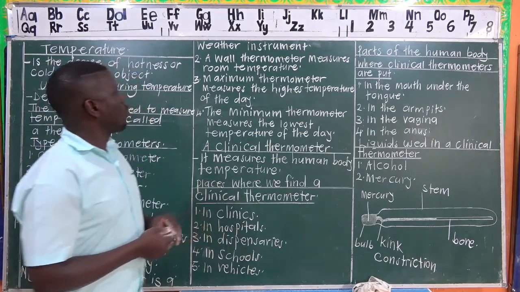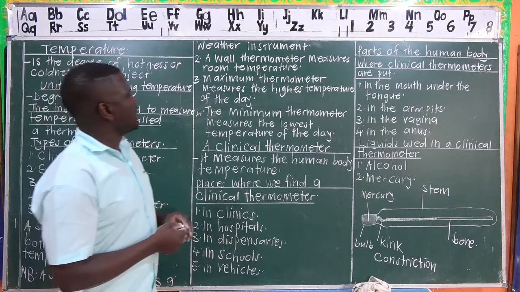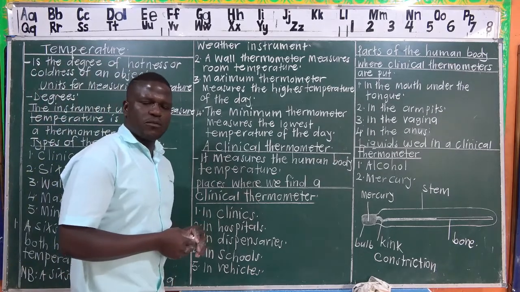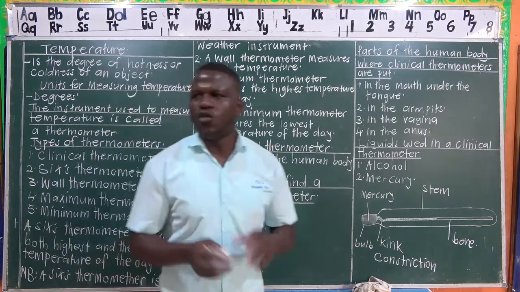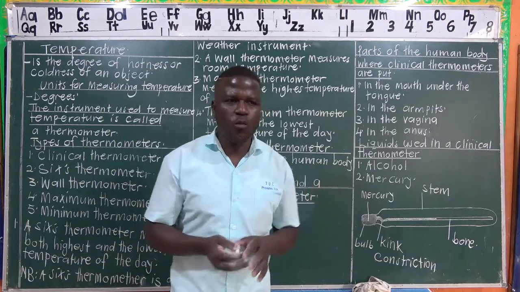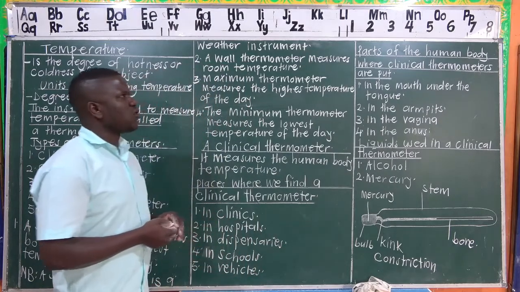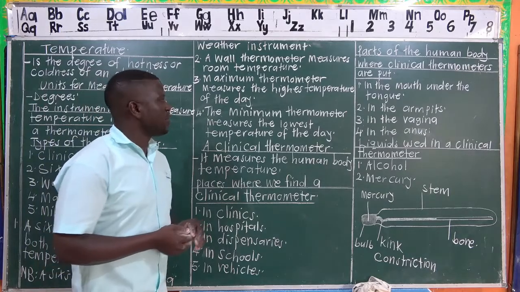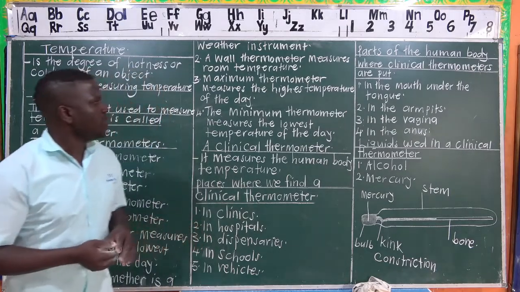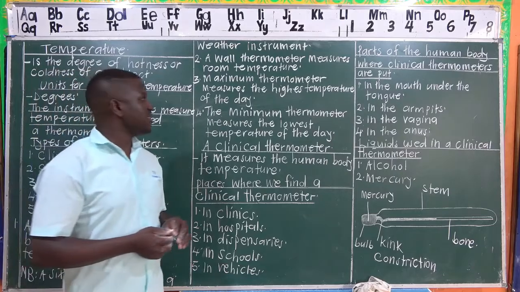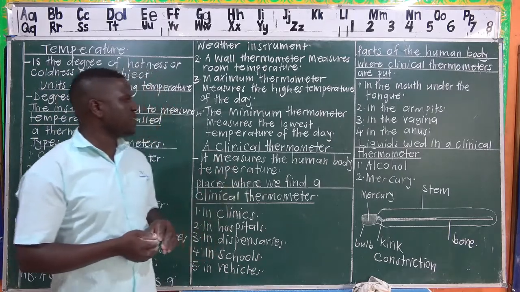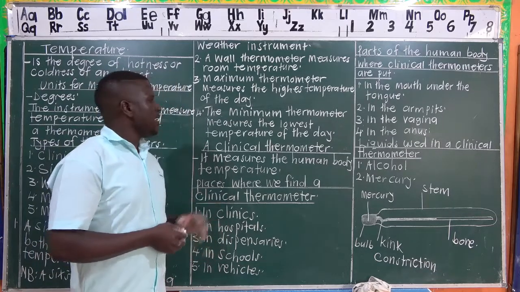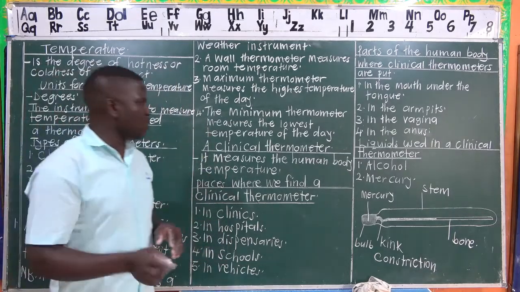Then number 2, we have what we call a wall thermometer. A wall thermometer measures room temperature. These wall thermometers are usually put on walls to measure the temperature of the room where they have been put. That's why they are called wall thermometer. Then we have a maximum thermometer. Maximum thermometer measures the highest temperature, and this maximum thermometer uses mercury. Then we have minimum thermometer. Minimum thermometer measures the lowest temperature of the day, and the minimum thermometer uses alcohol.